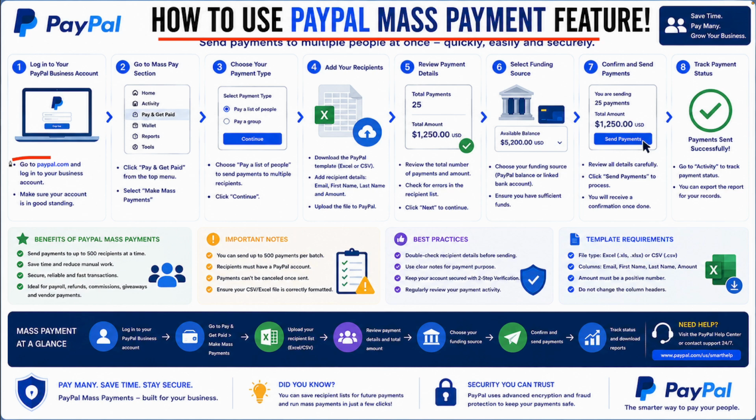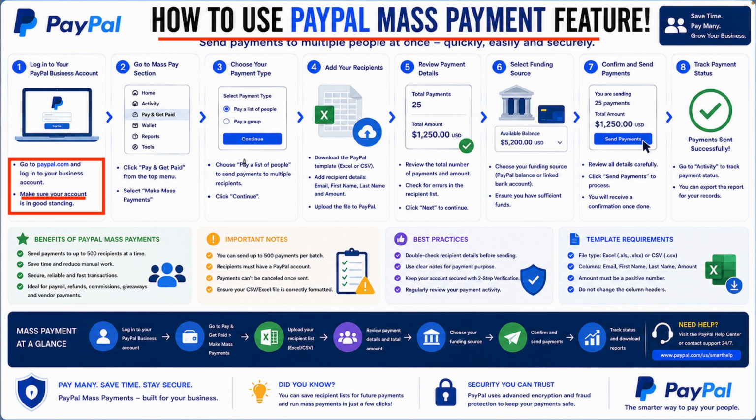So the first thing you want to do is go to paypal.com and log in to your business account. Once you've done that, make sure that your account is in good standing. Then you want to simply go to the mass pay section, and click on Pay and Get Paid from the top menu and select Mass Payments.